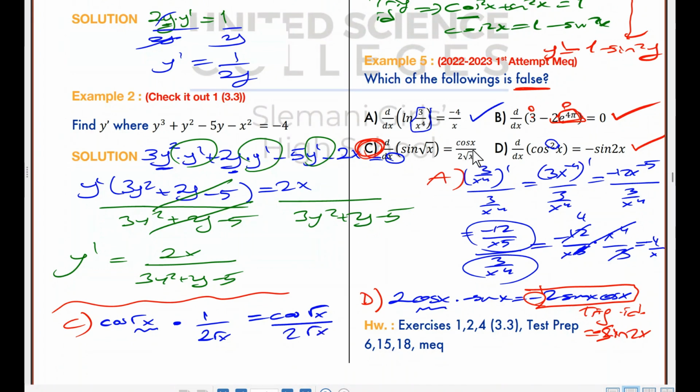What's missing here in this option? Denominator is same, but in numerator we don't have square root here. We don't have square root for x, so that's false. Option C is false. So these are the type of questions you may face in exam. So we covered everything about this topic.